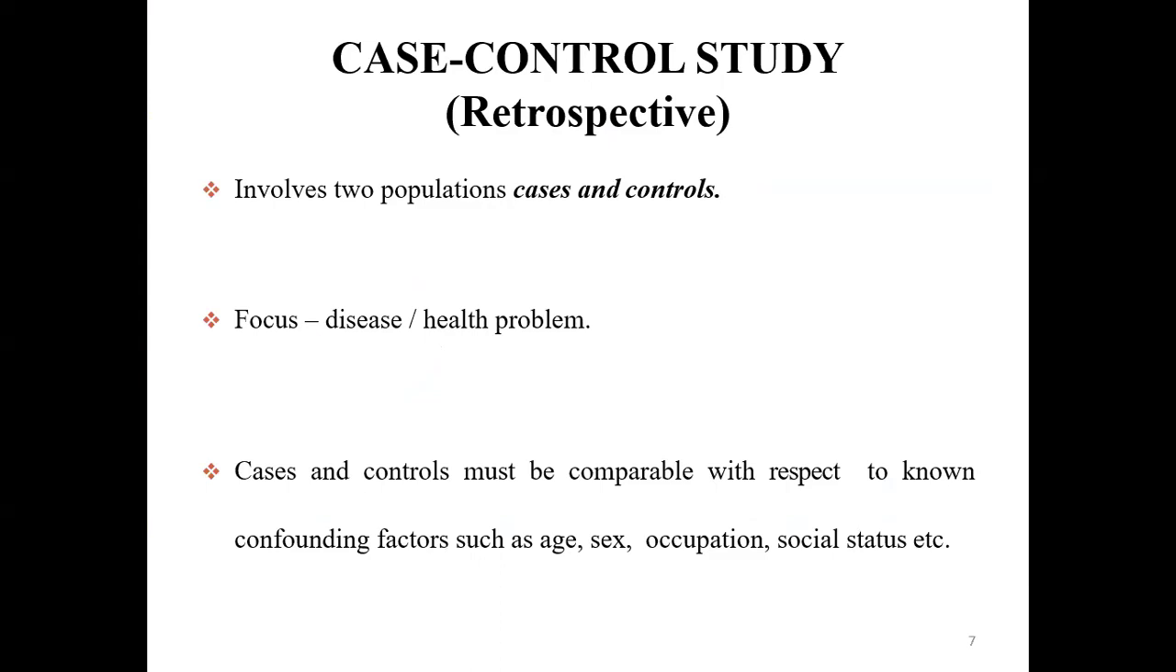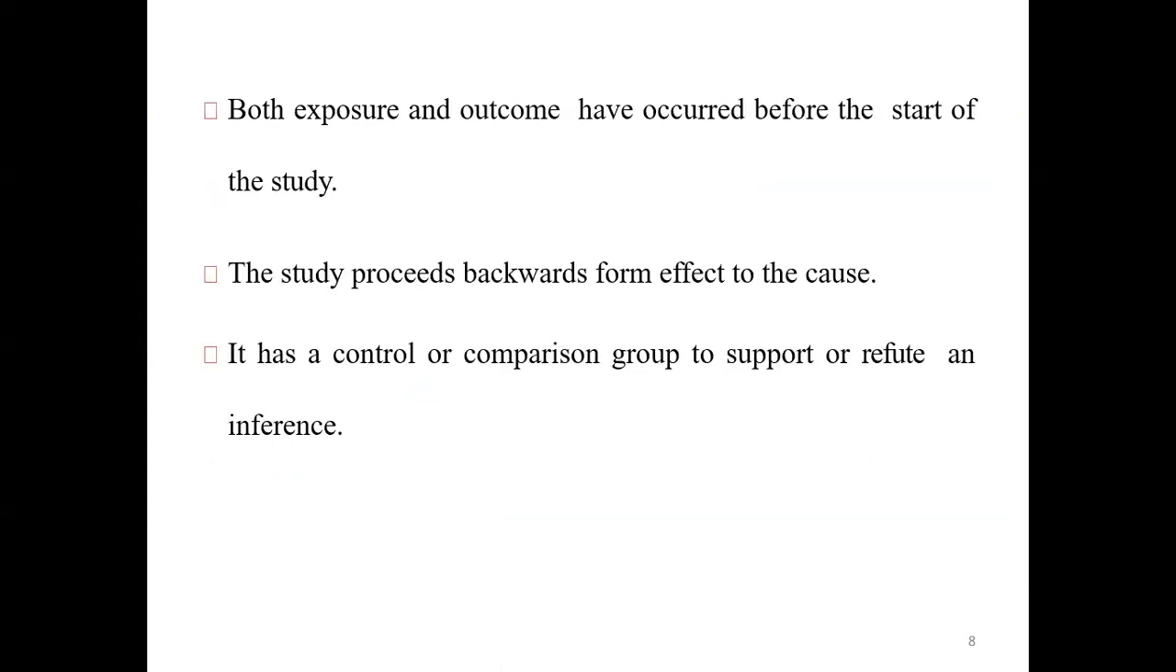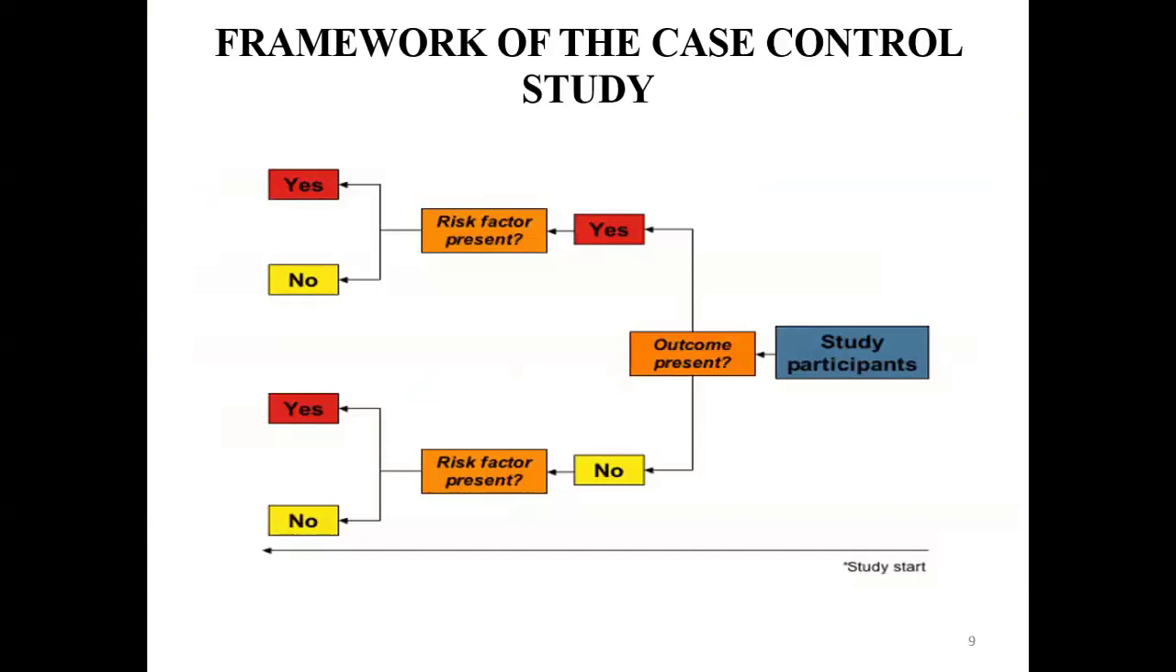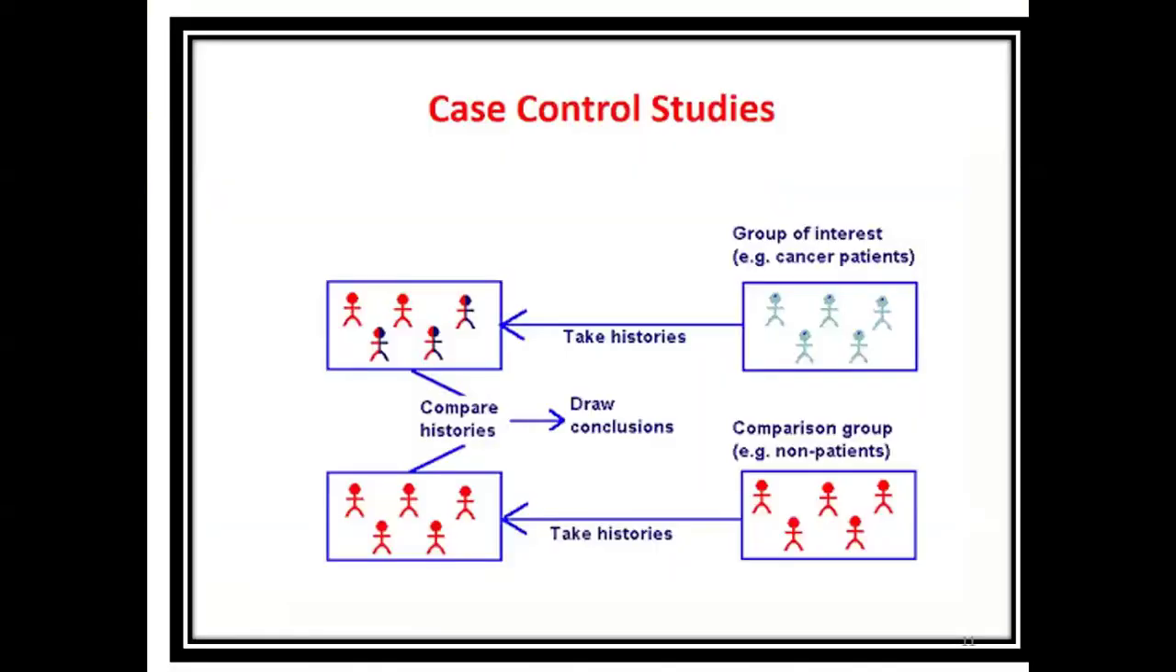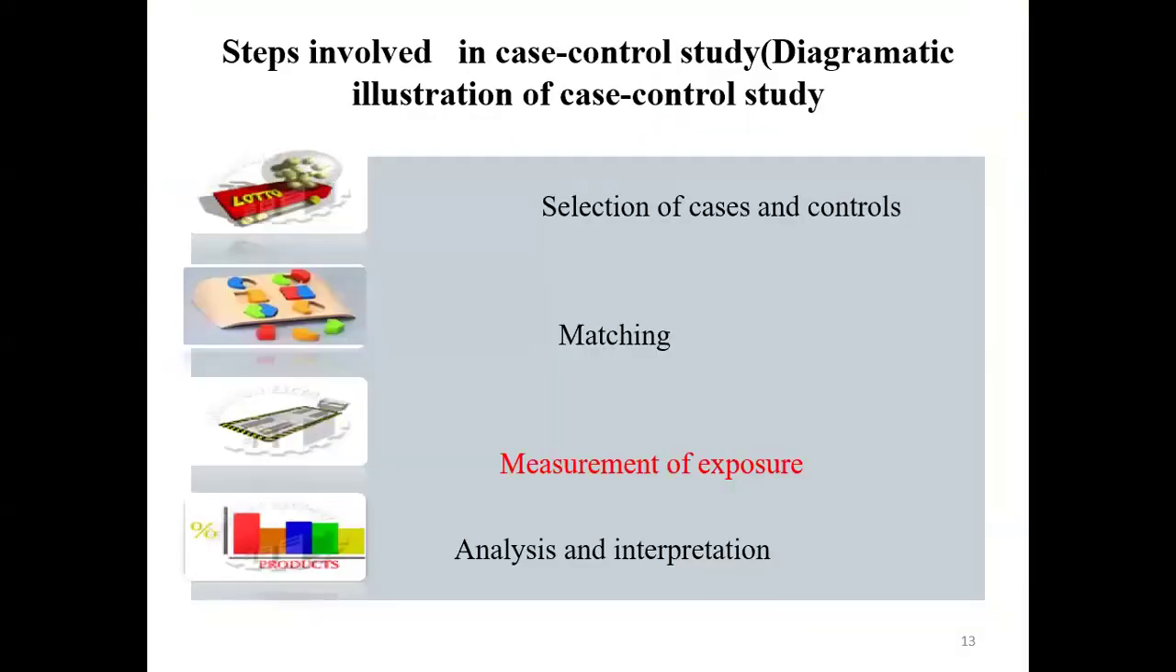The cases and control must be comparable with respect to the known confounding factors like age, gender, etc. In this, both exposure and outcome have occurred before the start of the study. The study proceeds backwards from effect to cause, and it has a control group to support or refute an inference. So this is the framework for the case control study. This is the same study design, how we select the cases and control.